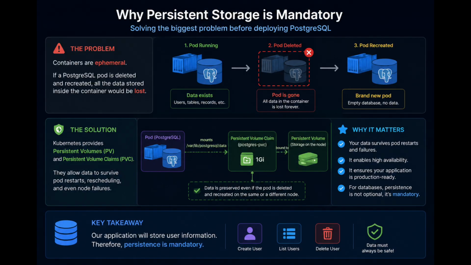Before deploying PostgreSQL, we need to solve a very important problem. Containers are ephemeral. If a PostgreSQL pod is deleted and recreated, all the data stored inside the container would be lost. To avoid that, Kubernetes provides persistent volumes and persistent volume claims. Our database will store user information, so persistence is mandatory.